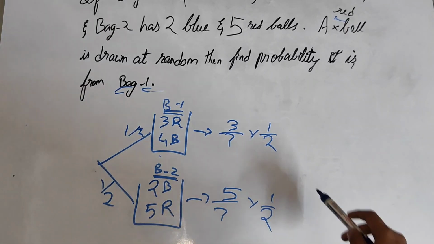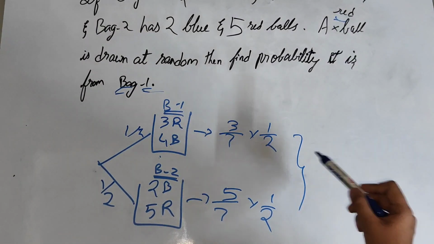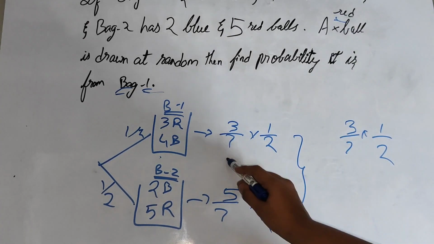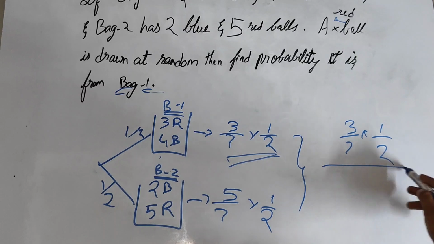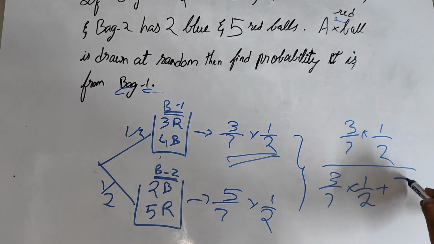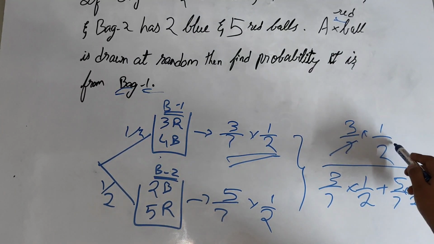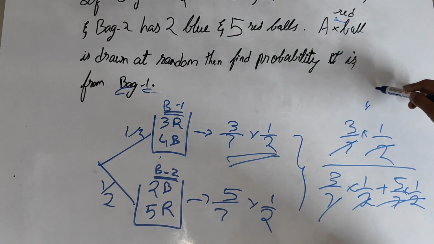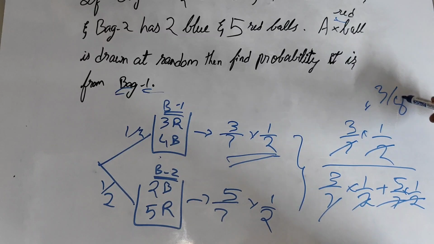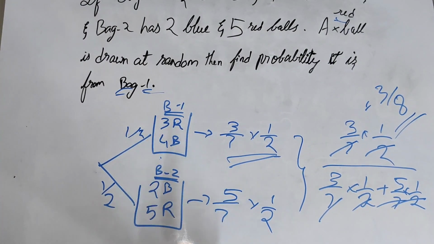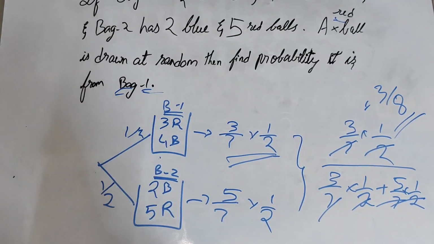Now they asked for the probability it's drawn from bag 1. So what we have to do is write this value from bag 1, divided by the sum of these two values: 3 by 7 into 1 by 2 plus 5 by 7 into 1 by 2. In this case the 1 by 2 gets cancelled and this value comes out to be 3 by 3 plus 5, that is 8. So the probability of choosing a red ball which comes from bag 1 is 3 by 8.